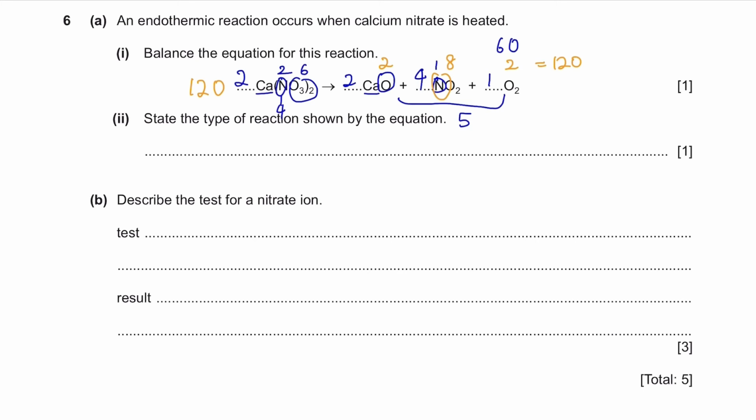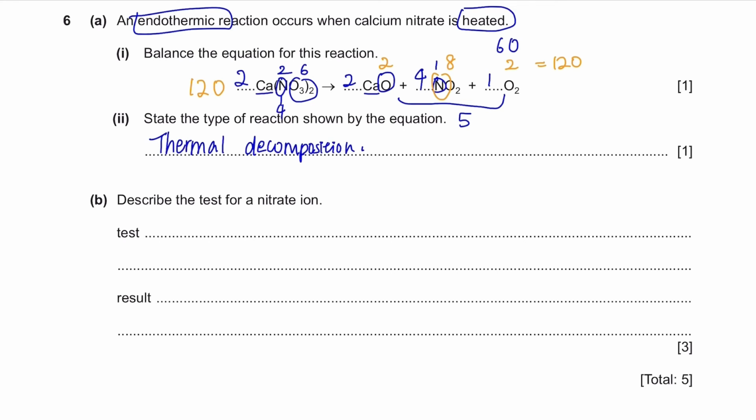State the type of reaction shown by the equation. It's an endothermic reaction. Calcium nitrate is heated, and you can see that different products have been produced. This is a typical thermal decomposition.